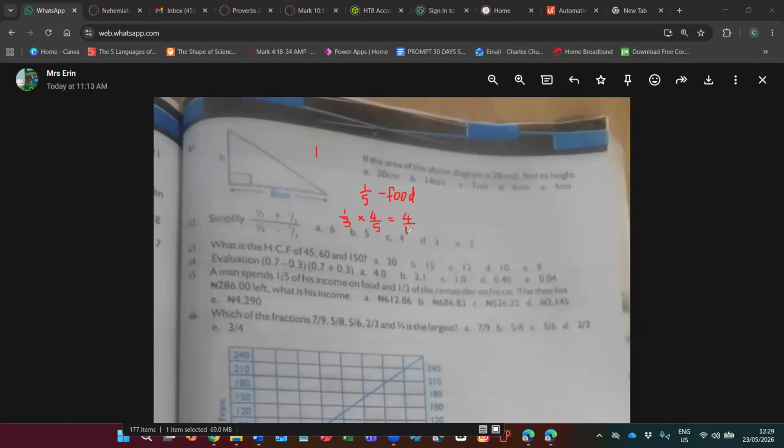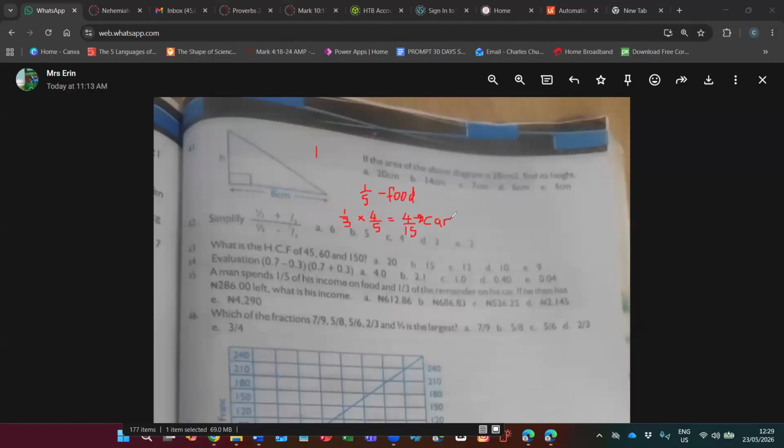So that means he spent 4/15 on what? They said he spent 4/15 on his car. Now watch, you just follow me. This is on his car. Please, when you're writing it in your book, if I'm you, I will write it exactly as I'm seeing it on this screen. So he spent 4/15 on his car. They now said he has what?